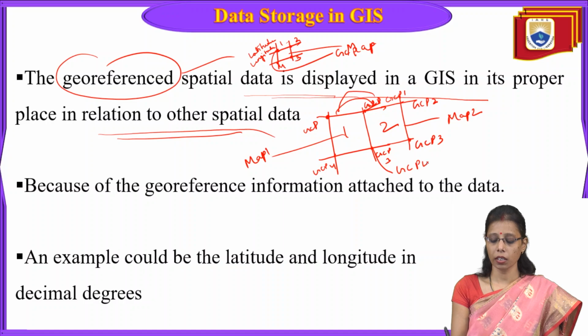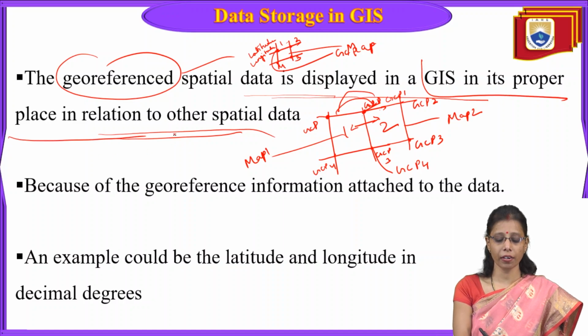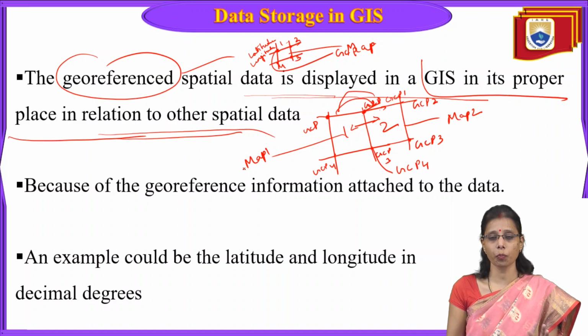Now you can see that GCP 2 of the first map and GCP 1 of the second map are common. So this point is common. The values for GCP 1 and GCP 2 in the first map and the value for GCP 1 in the second map will be common. Once you assign these values, the maps will automatically be attached to each other, adjacent to each other, and automatically fit to their location. This is what we call GIS placing data in the proper place in relation to the other spatial data. It will be in its proper place once the georeferencing of the data is assigned.